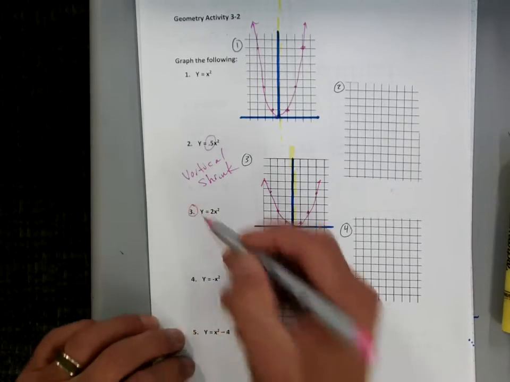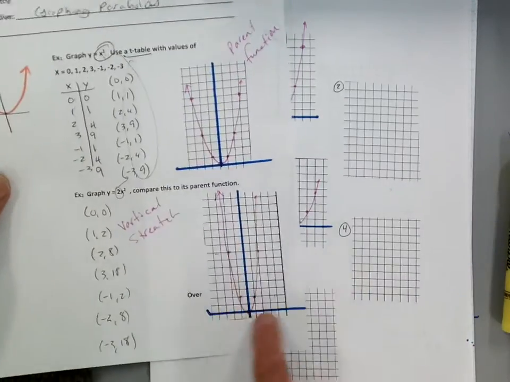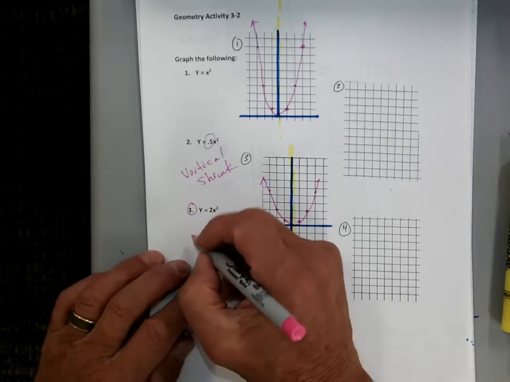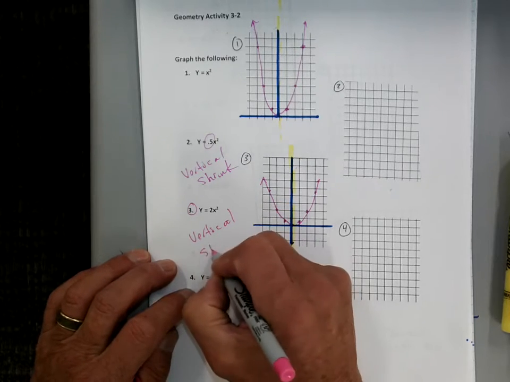Now 3, we already did 3. We did 3 over here. I don't need to do it anymore, but you can see it's a vertical stretch. This is a vertical stretch.